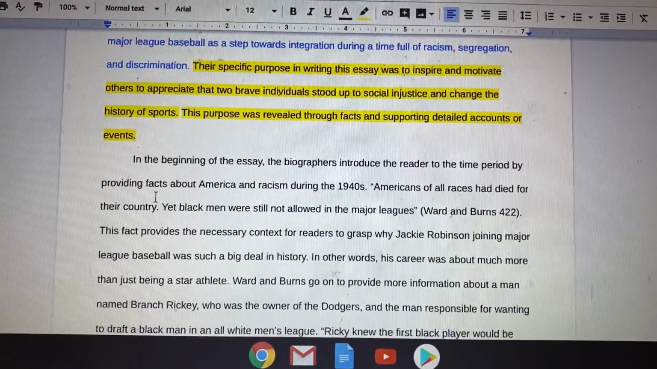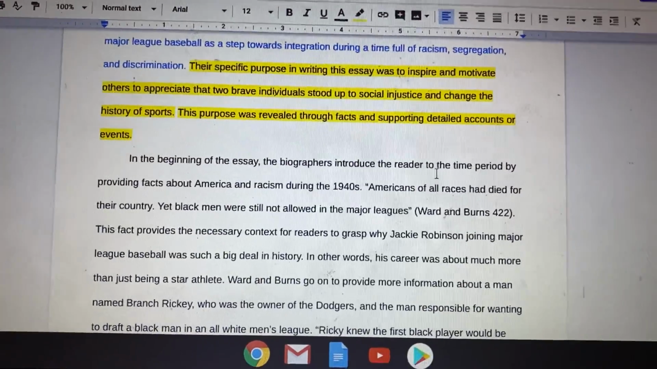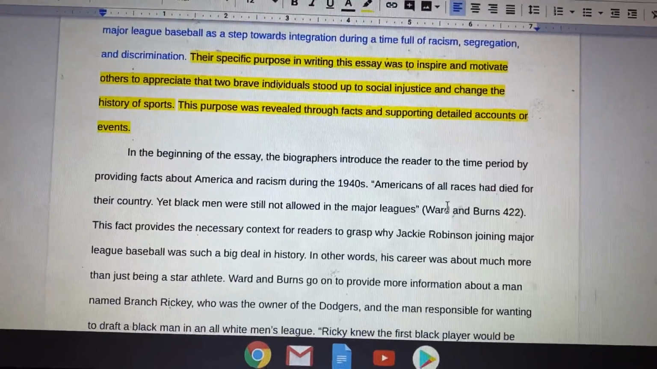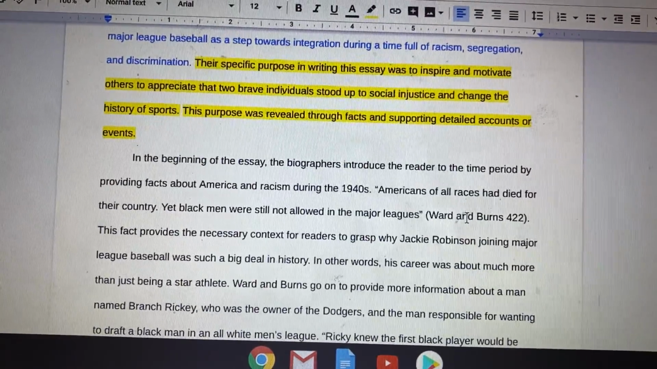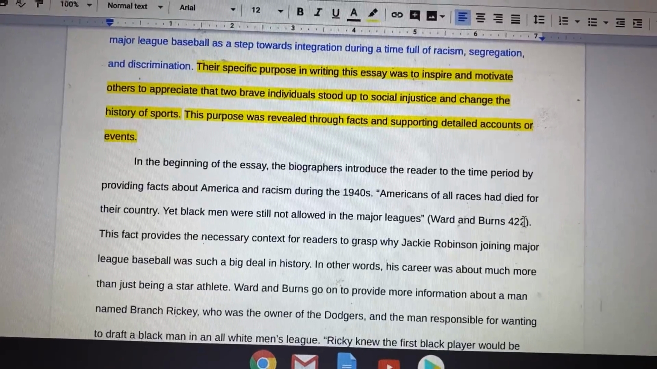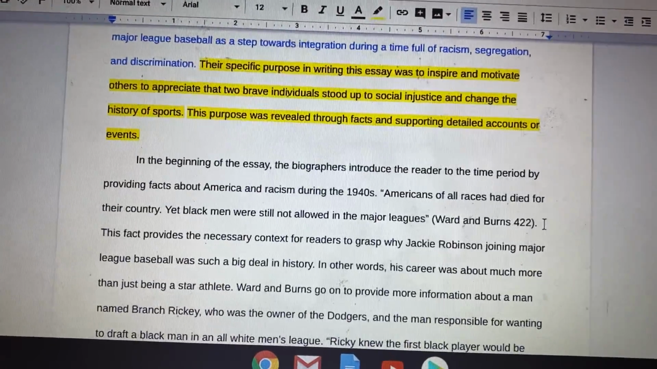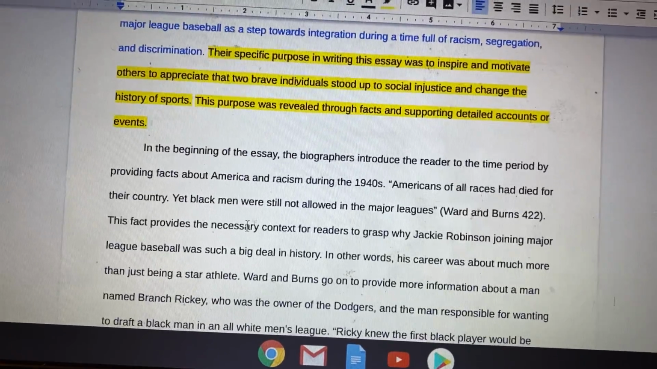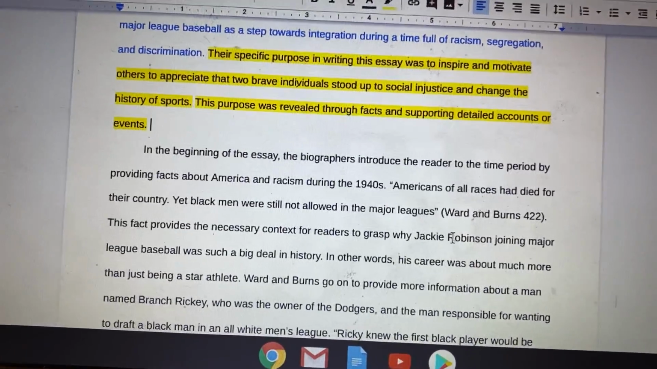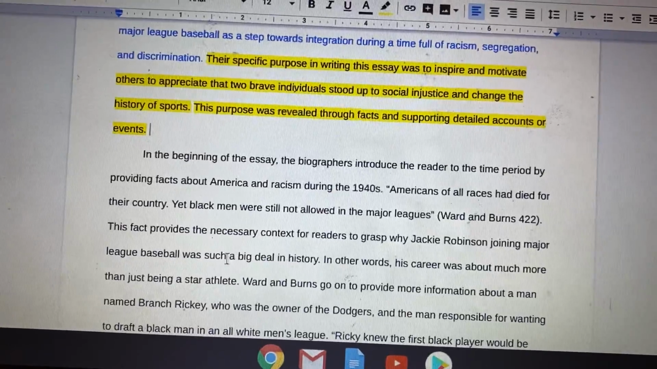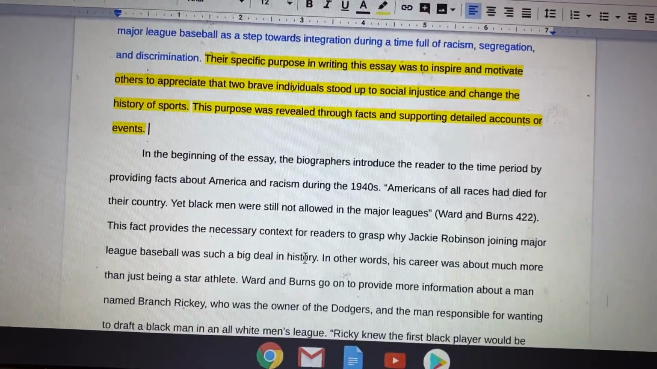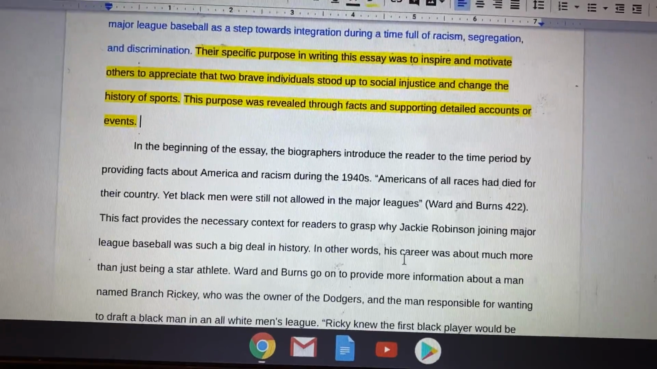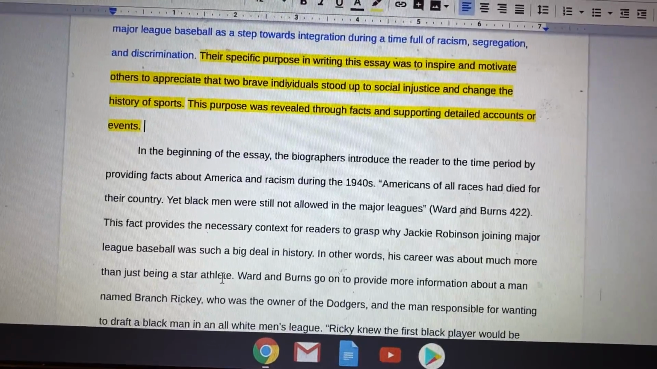Ward and Burns, 422. So some of you did have questions about how to cite from multiple authors. This is how you do it. The last name of the first author, the word and, the last name of the second author, and then, as always, the page number. This fact provides the necessary context for readers to grasp why Jackie Robinson joining Major League Baseball was such a big deal in history. In other words, his career was about much more than just being a star athlete.